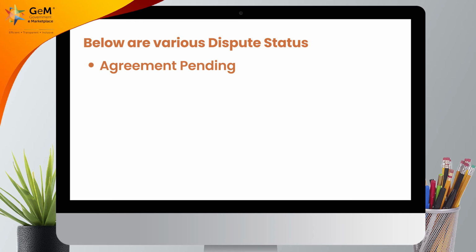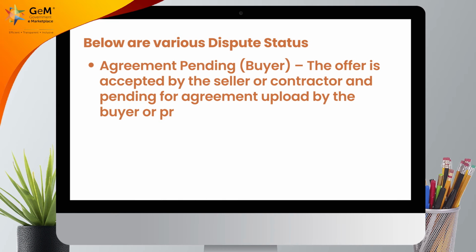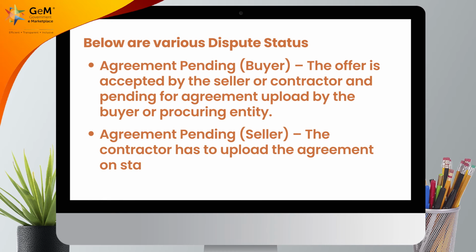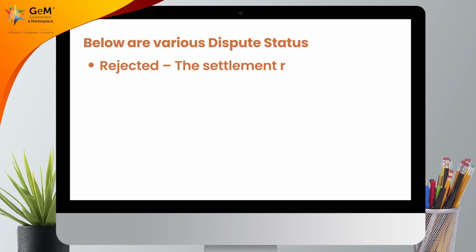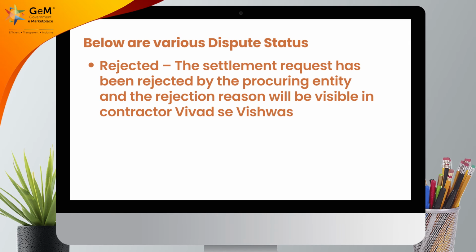Agreement pending, buyer. The offer is accepted by the seller or contractor and pending for agreement upload by the buyer or procuring entity. Agreement pending, seller. The contractor has to upload the agreement on stamp paper. Rejected. The settlement request has been rejected by the procuring entity and the rejection reason will be visible in contractor Vivad se Vishwas dashboard.